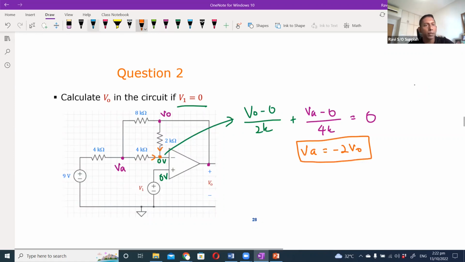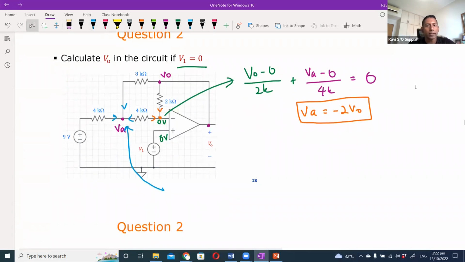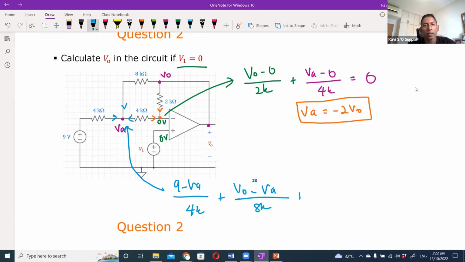Okay, now I can come up with another expression. So maybe I can look at this point over here. If I look at this point, I can do the same thing. I can define all the current flowing into the node and sum it up as 0. So I can say that 9 minus VA over 4k plus V naught minus VA over 8k plus 0 minus VA over 4k equals 0.